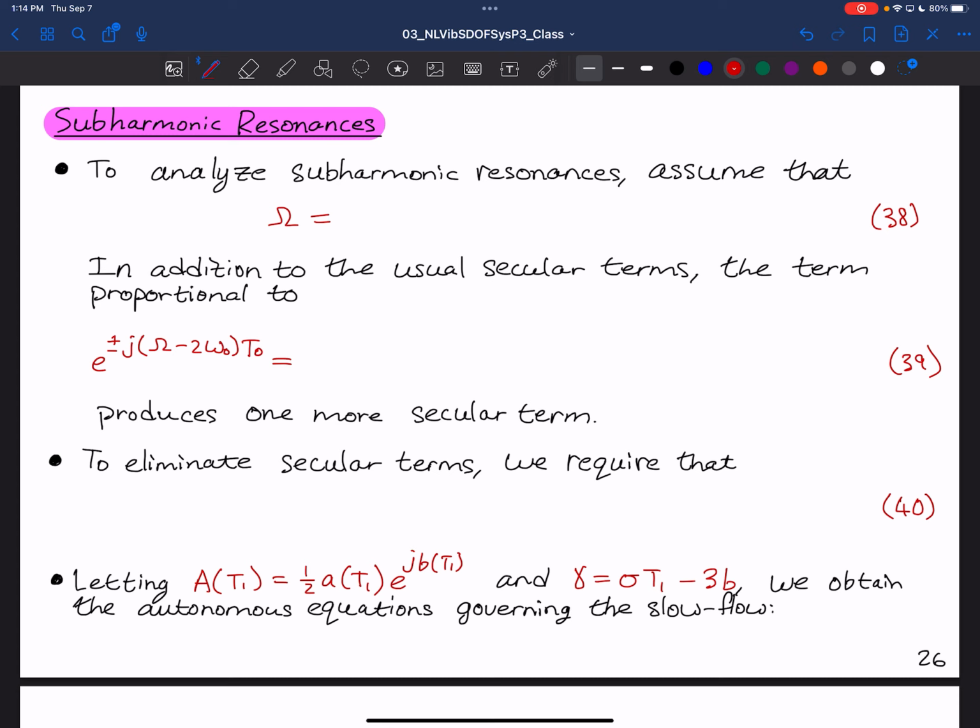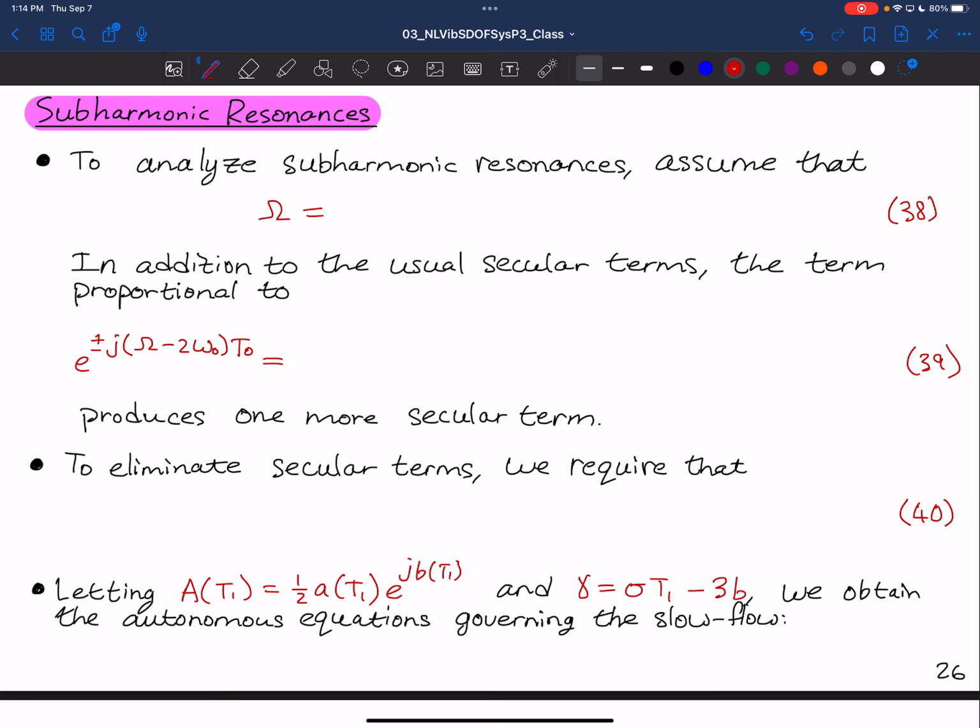Okay, in that case, we're going to move on to subharmonic resonance, and we're going to, in this case, assume that capital omega is equal to 3 omega 0 plus epsilon sigma. So in this case, we are exciting above the linearized natural frequency, but we will end up with potentially responses at that linearized natural frequency. Hence why it's called subharmonic, because it's below the forcing frequency.